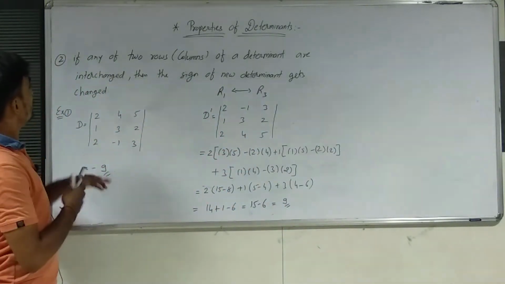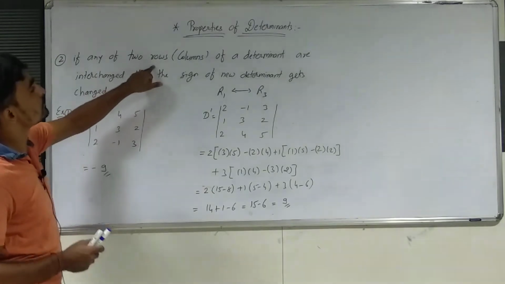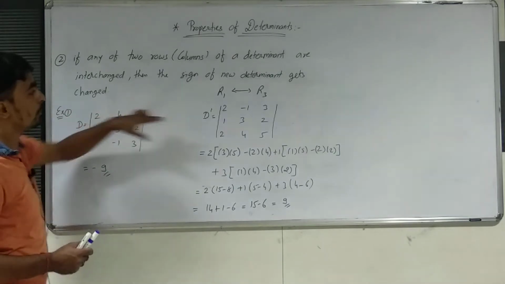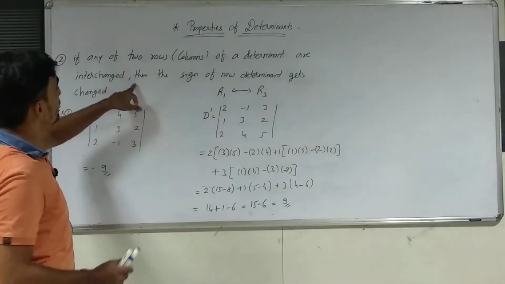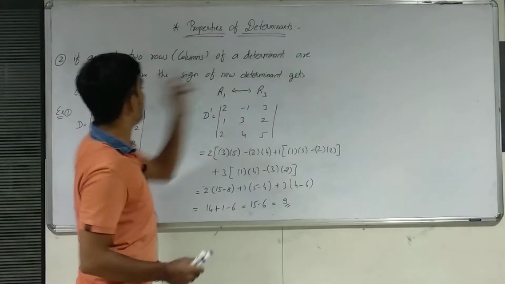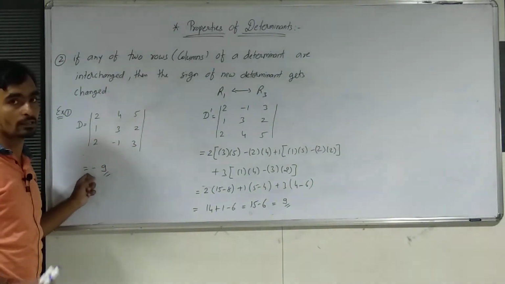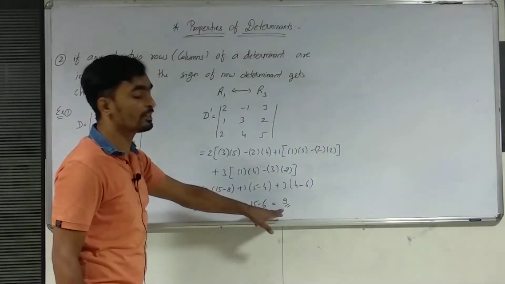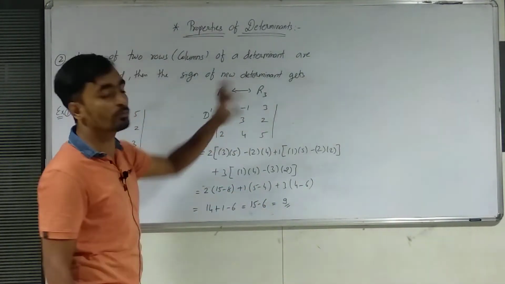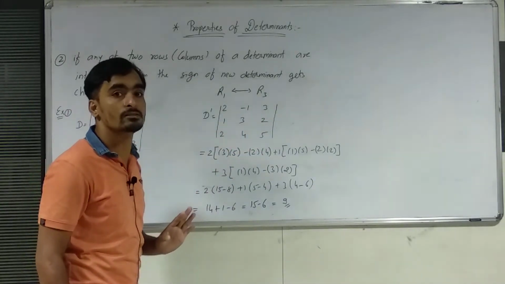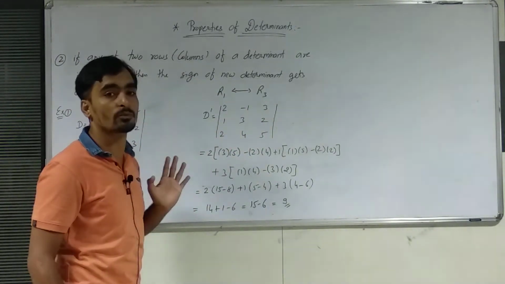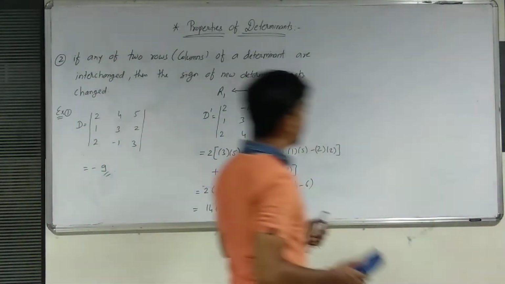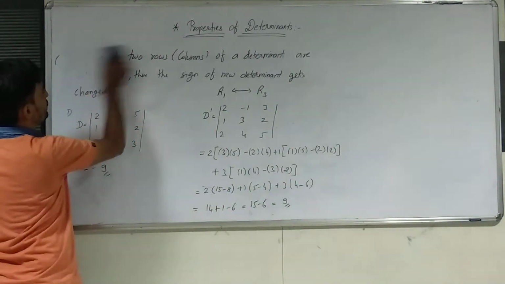So what have we done? If any two rows of a determinant are interchanged, here the first and third rows, then the sign of the new determinant gets changed. Earlier the answer was minus 9, and as soon as we interchanged, we got 9. In the same way you can do it for columns and you will get this type of answer. This is your property number 2. You can apply it to columns also. Now we go for property number 3.